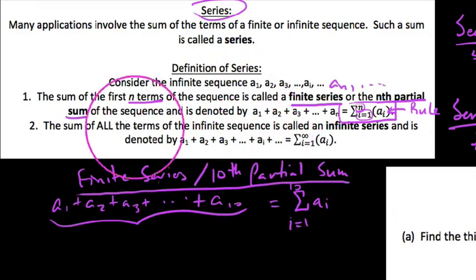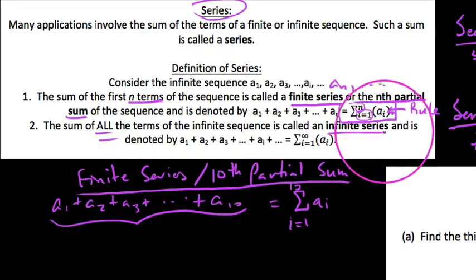Now if we were to change this, the sum of all of the terms of an infinite sequence, we would call that an infinite series. It's denoted by A1 plus A2 plus A3 plus AI plus, and go on forever and ever. You might think to yourself, how could you add together infinitely many terms? But this is a possibility, and we have to acknowledge that it exists.